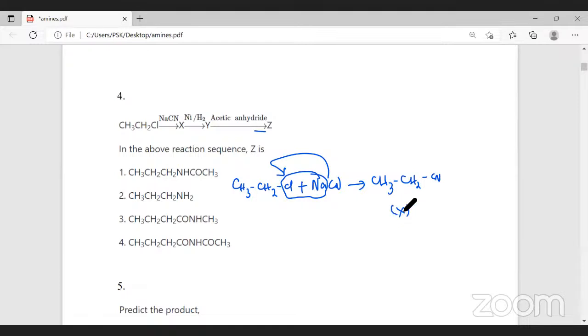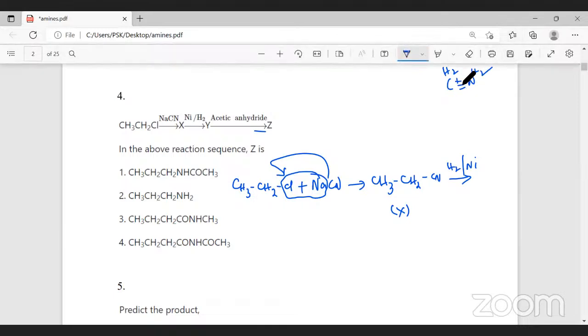This is X. This, when we reduce using hydrogen in the presence of nickel, what happens is, now carbon to nitrogen, in cyanide we have a triple bond. 2 hydrogen will attack carbon, 2 hydrogen will attack nitrogen. So therefore, 2 pi bonds will break. When 2 pi bonds break, you get CH2 and NH2. So the product we get is CH3, you have CH2 already.